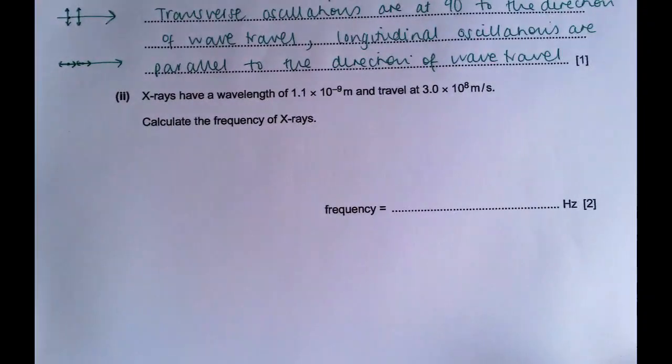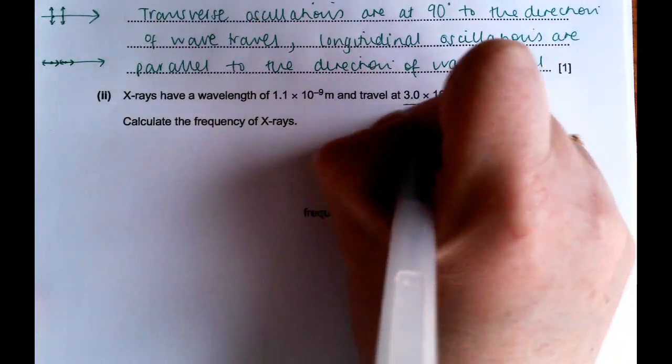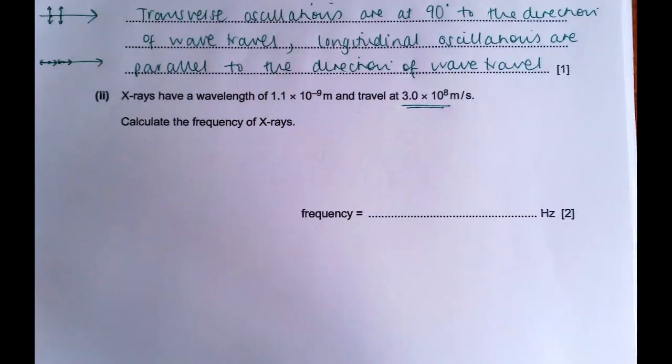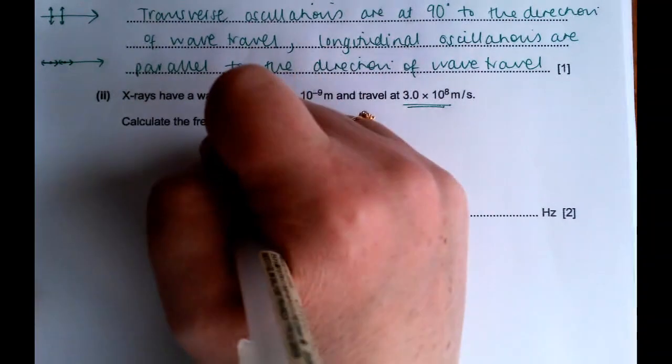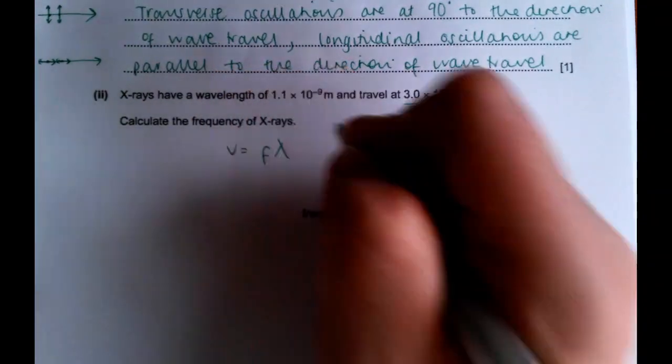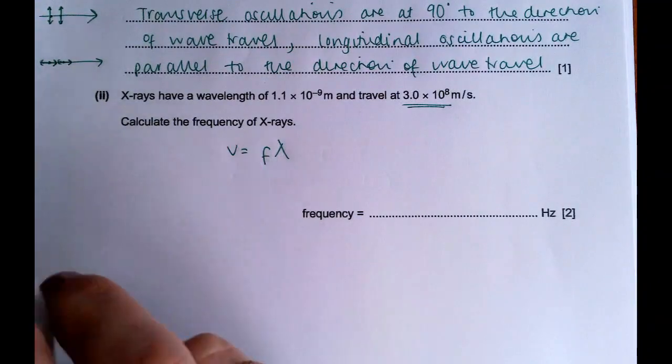X-rays have a wavelength of 1.1 times 10 to the minus 9 meters and travel at, obviously, the speed of all waves in the electromagnetic spectrum. Calculate the frequency. So this requires you to remember the wave speed equation. So we have v equals f lambda: speed of the wave is equal to the frequency multiplied by the wavelength.